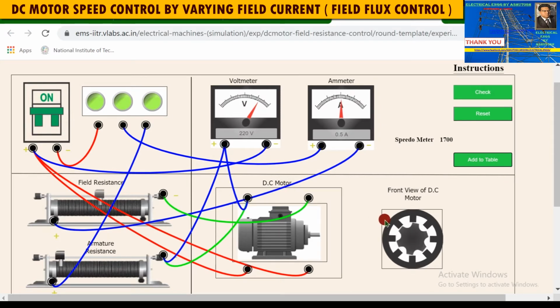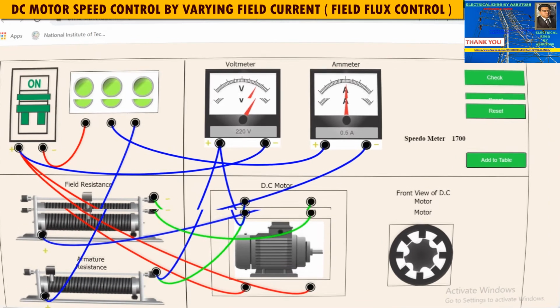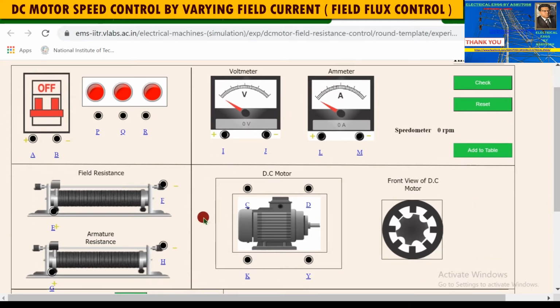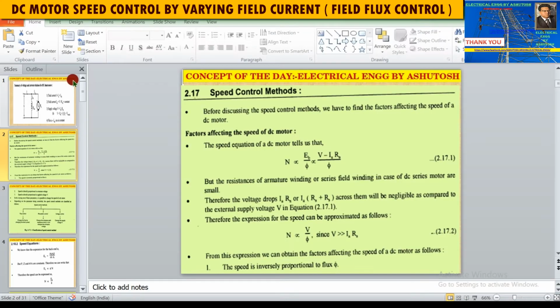We have to reconnect the circuit connections as per the circuit diagram. I will tell you. First reset it. Let's start. So guys, we have reset the connection, and we have to reconnect in order to perform the simulation in virtual lab. The circuit is basically the same, so we can directly go to our PowerPoint presentation.